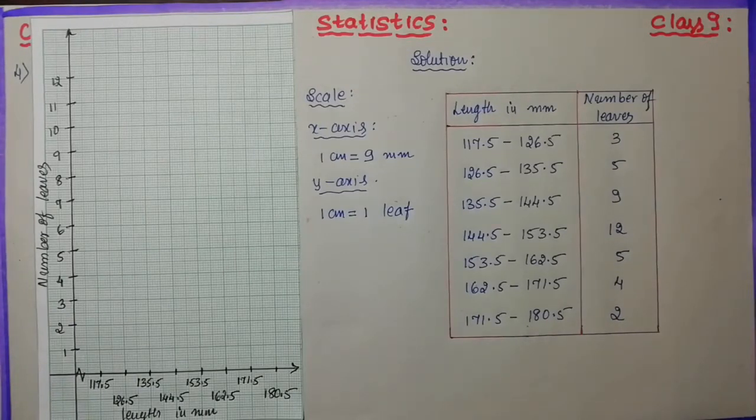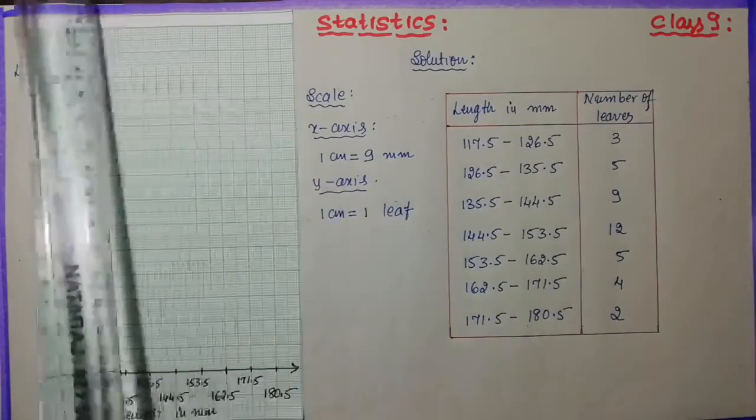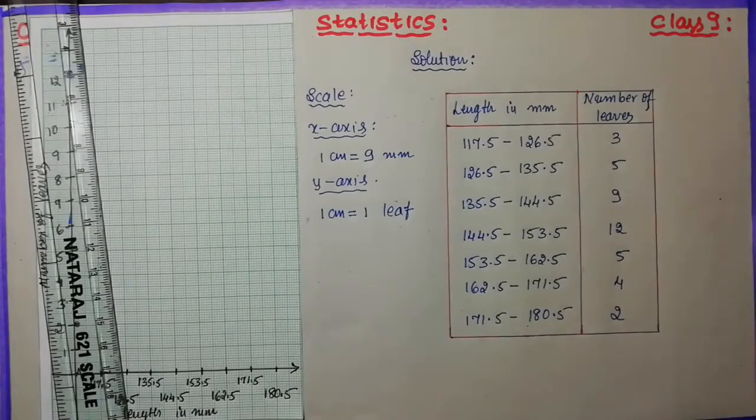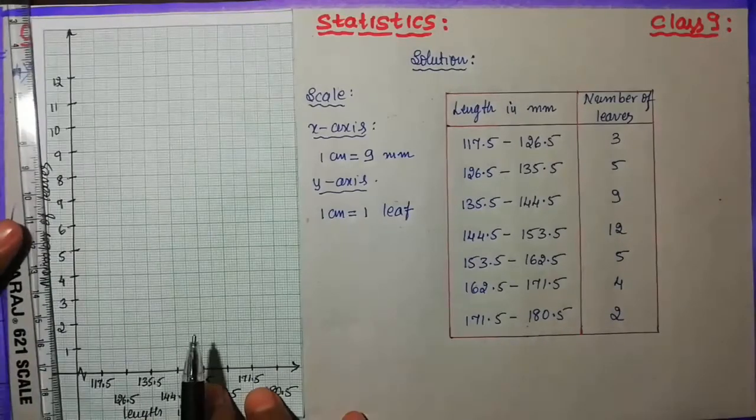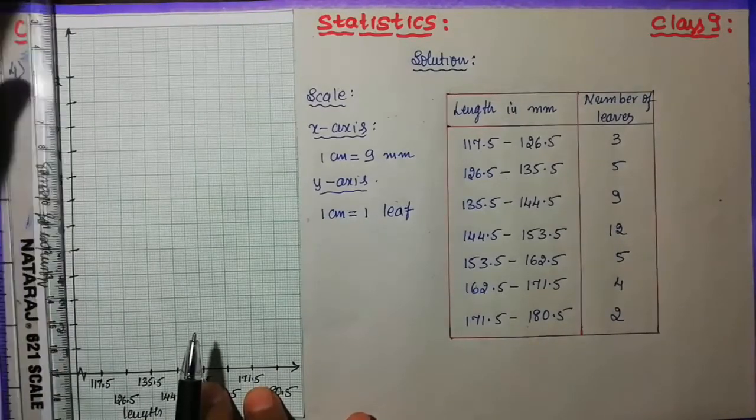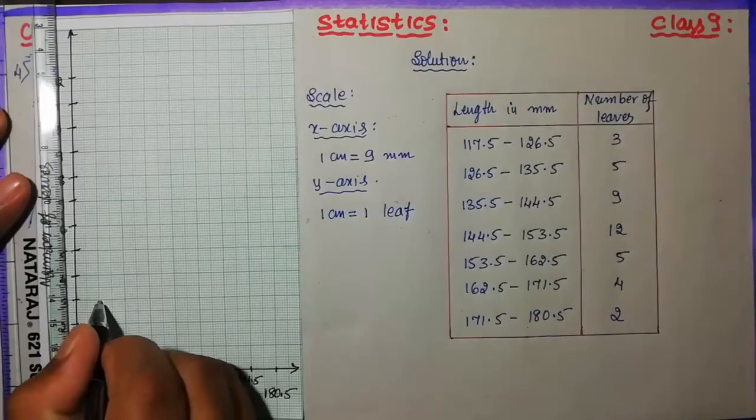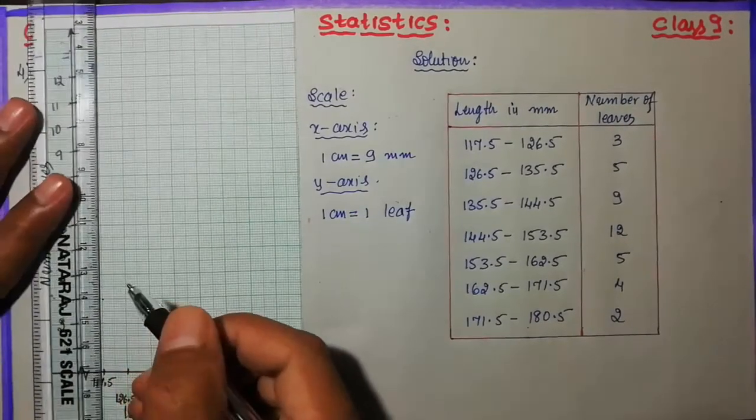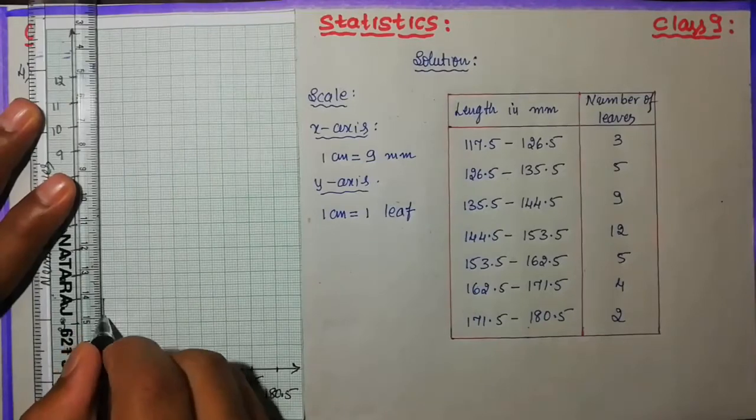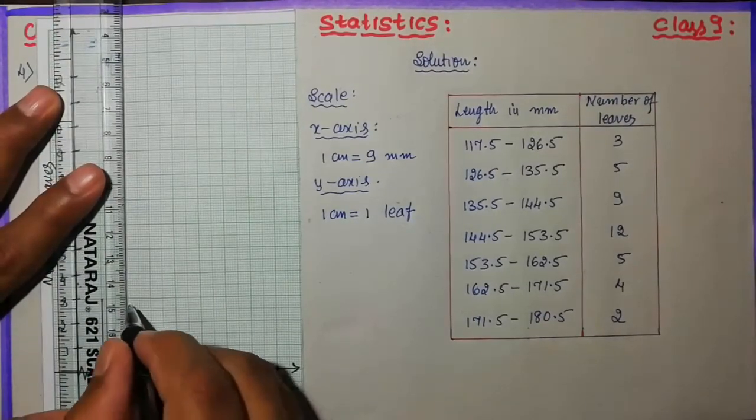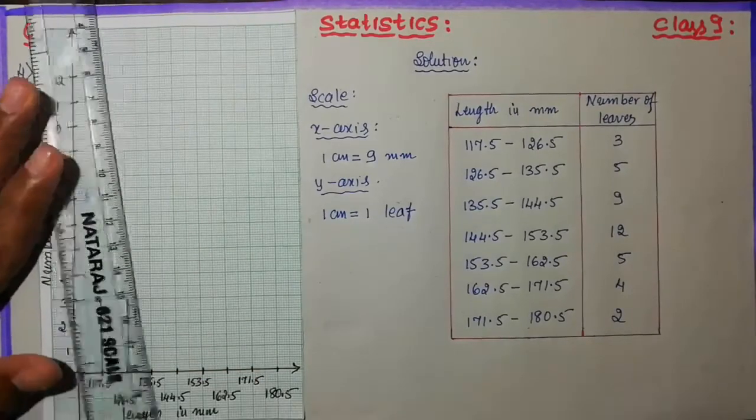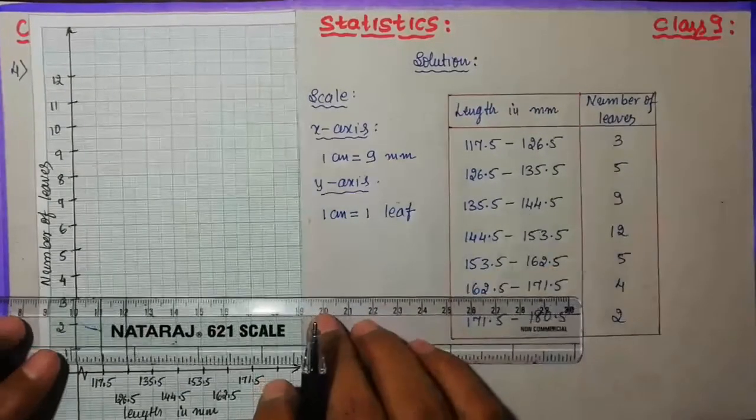So now I'm going to draw the histogram here. The first one is, look at here, 117.5 to 126.5, its frequency is how much? 3. So first you need to notice where 3 is present. 3 is present here. So you need to draw the rectangular bar up to here, of length 3 units in the y direction, and this is the required bar for the first class interval.